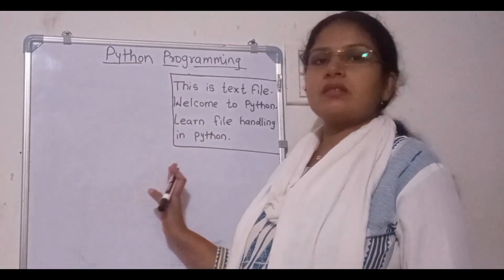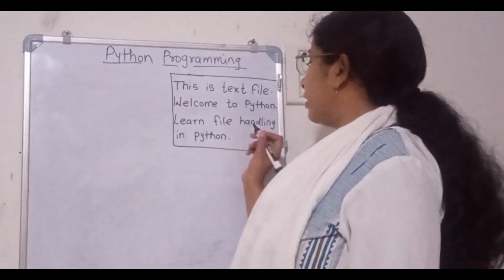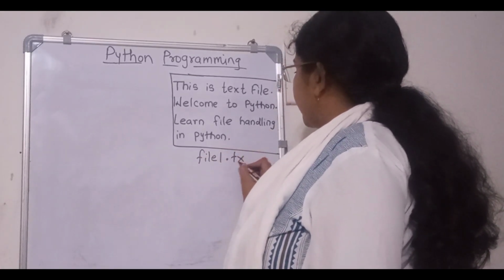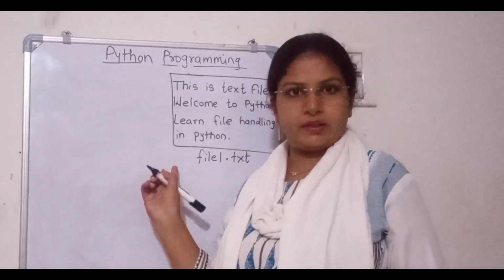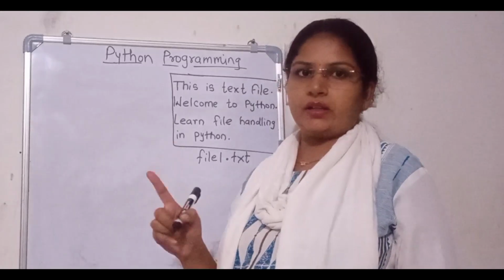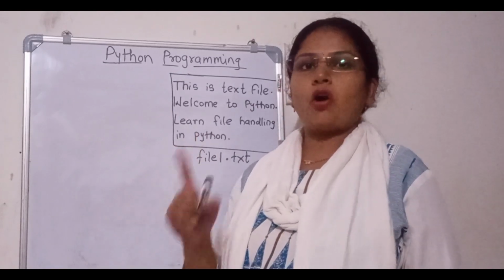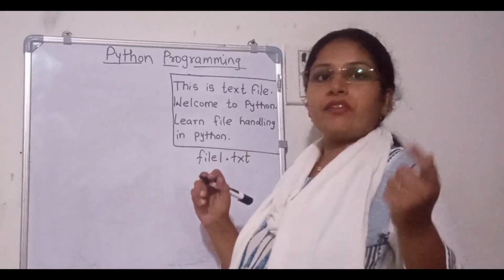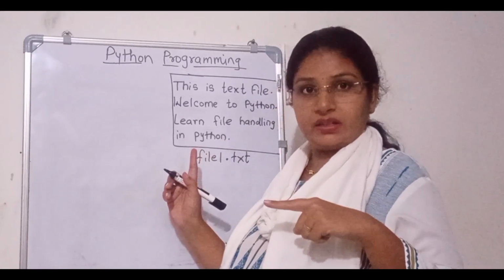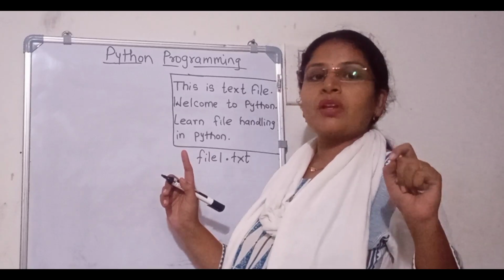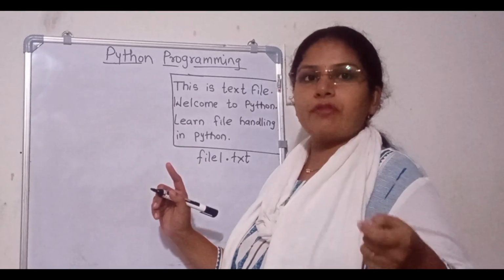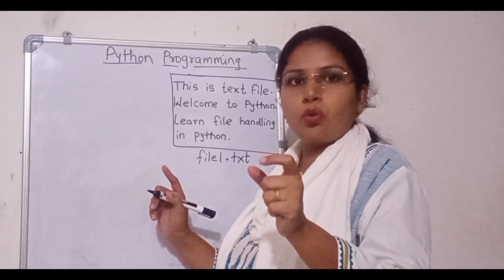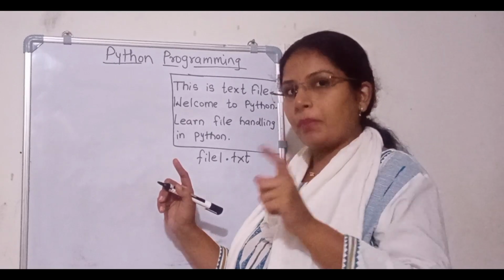So this is the file. Suppose file1 is the name of the file, file1.txt. This notepad file already exists in my computer, in the same folder where all your Python files are stored. This is very important, where your notepad files are stored. Why? Because while opening that file you must know whether you are giving the name of the file only or the full path.